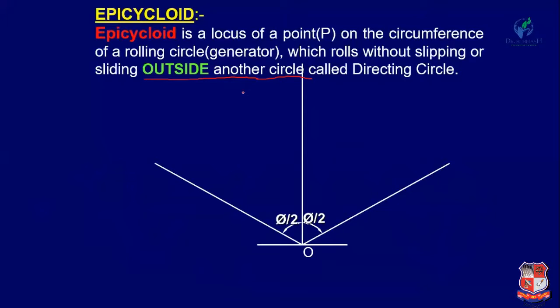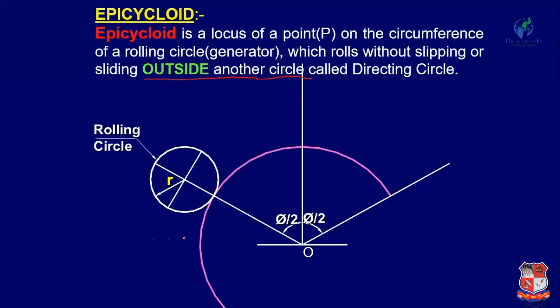So let us see here. This circle is a rolling circle, and this circle is a directing circle. Now this circle rolls over this other circle. After one complete revolution, it will travel an angle phi. After one complete revolution of the circle, it will reach the other side. The radius of the directing circle is RD, and the radius of this generating circle is r.